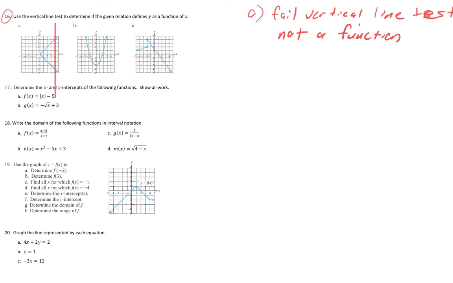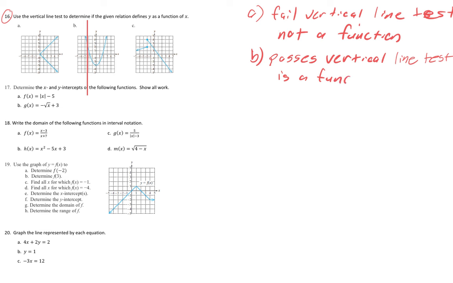Now to move on to question B. Let's grab that line again and drag it across. Look at that. For singular x values, we only have one y value. So B passes the vertical line test. So this is a function.